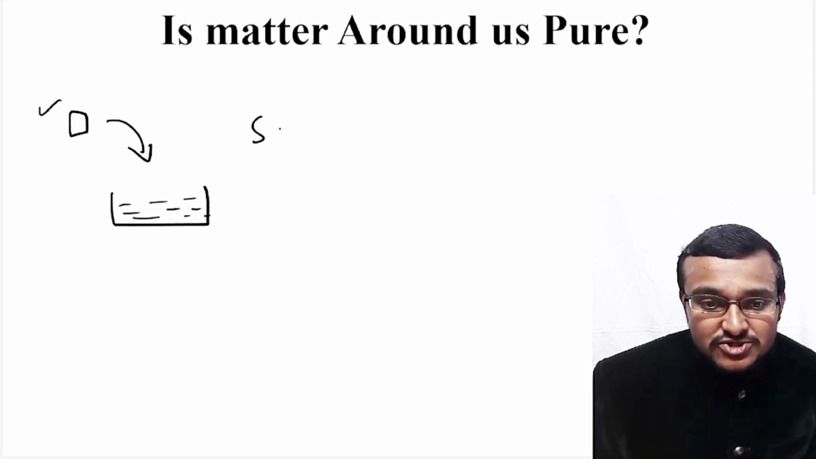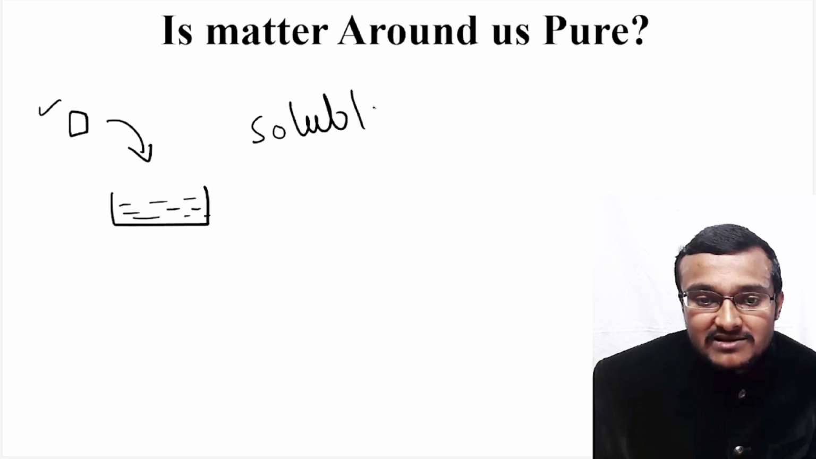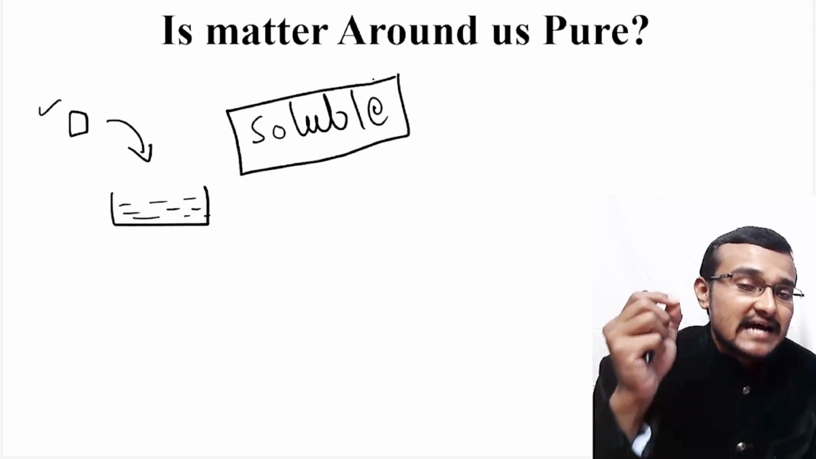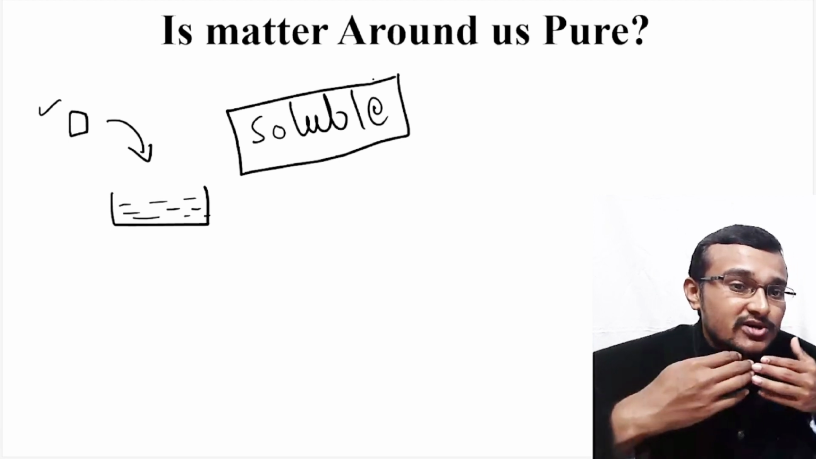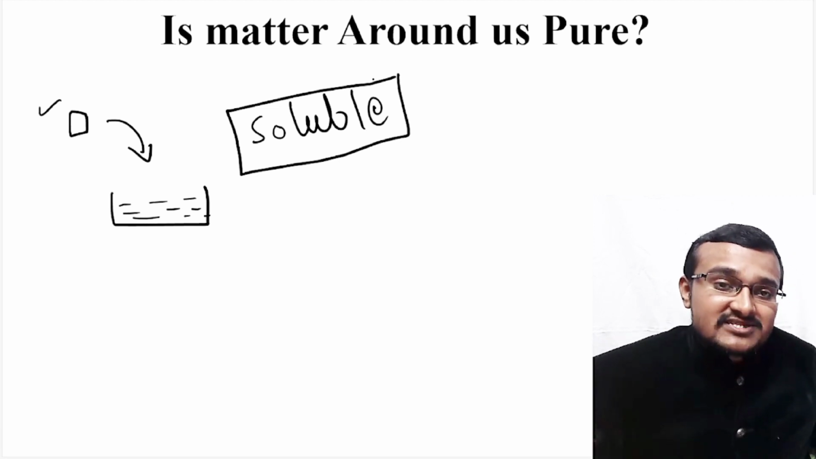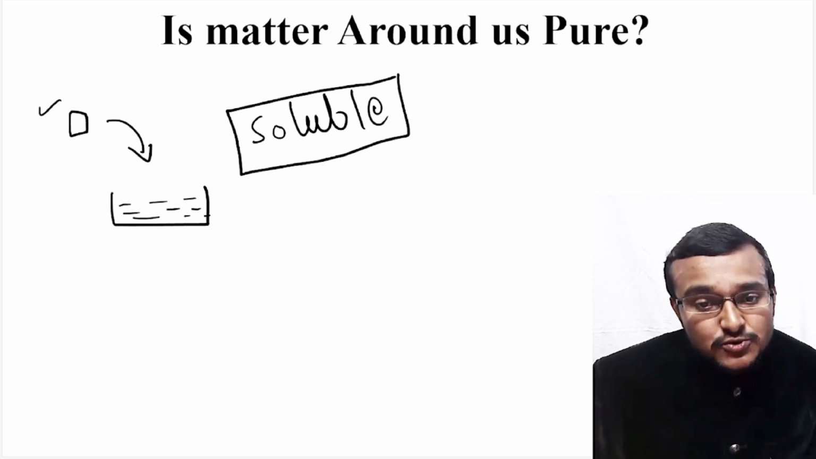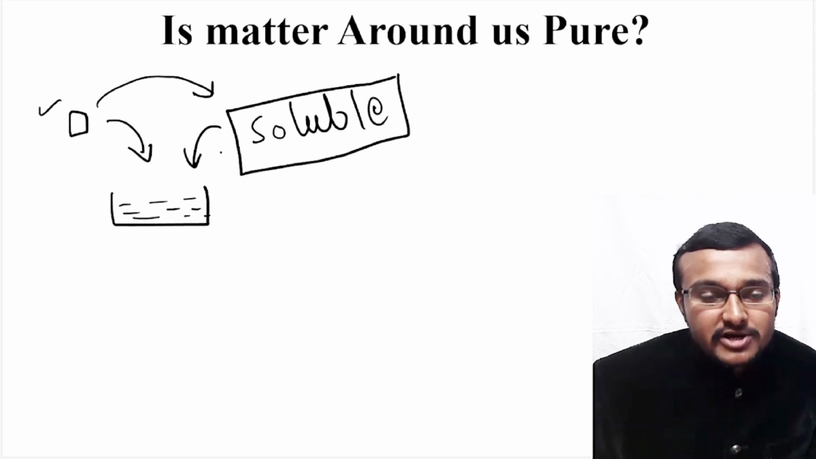So this is actually known as soluble. That means this particular sugar and salt is completely dissolved throughout the water. That means it is forming a uniform composition throughout the water. So that shows this particular salt is soluble in water.